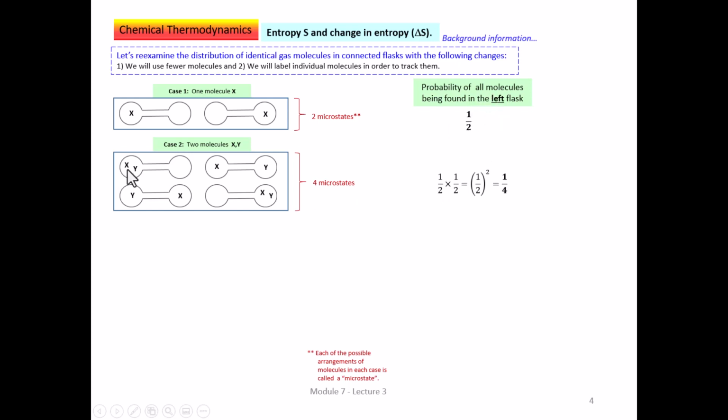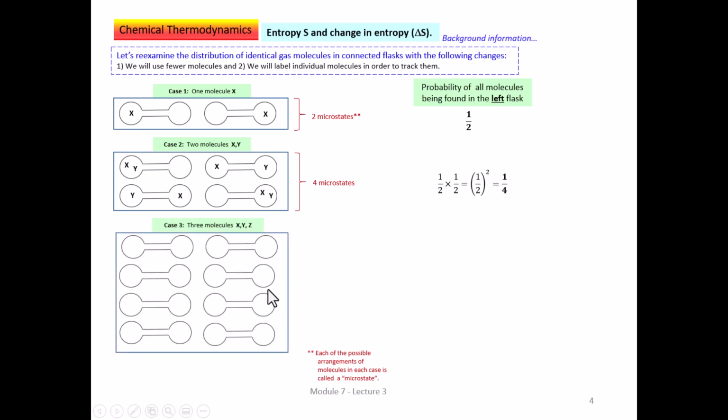left flask, you can see, is 1 out of the 4 possible cases, and we can get this by taking 1/2, which would be the probability up here, times 1/2, or in other words, 1/2 squared, or 1 out of 4.